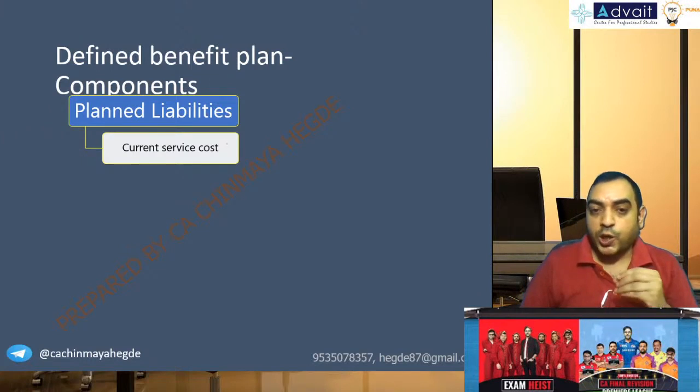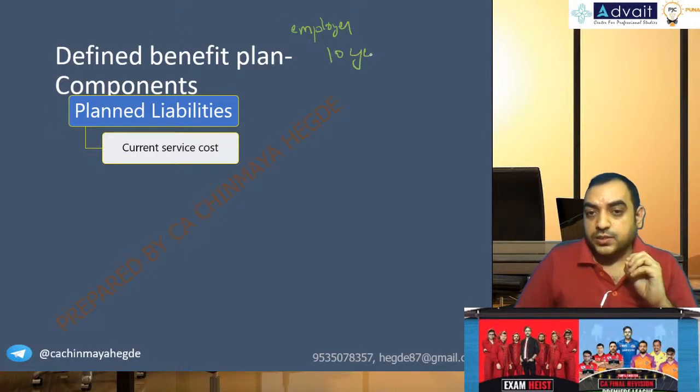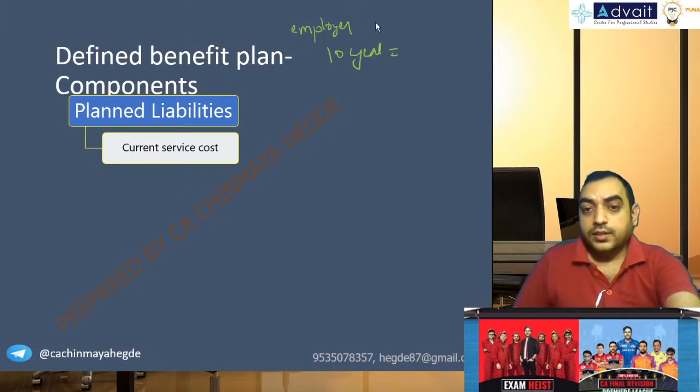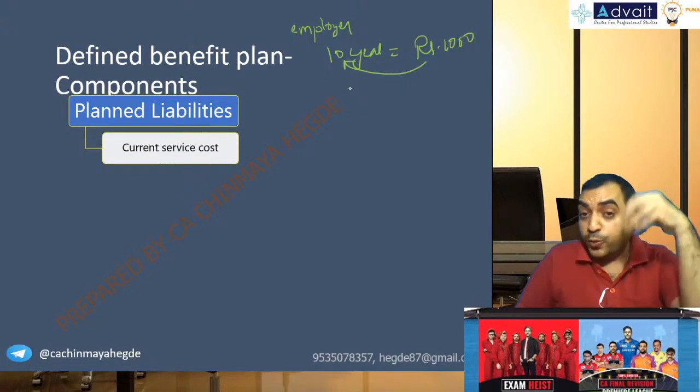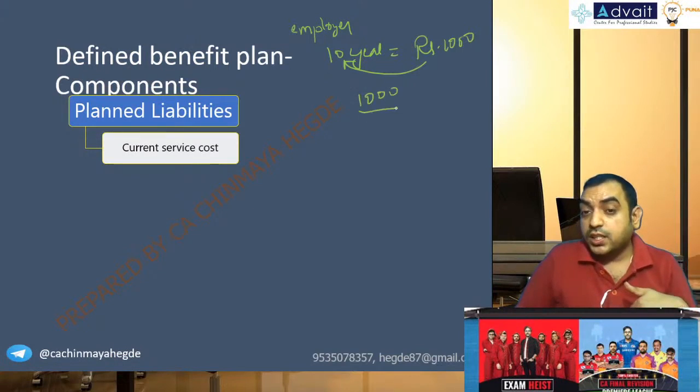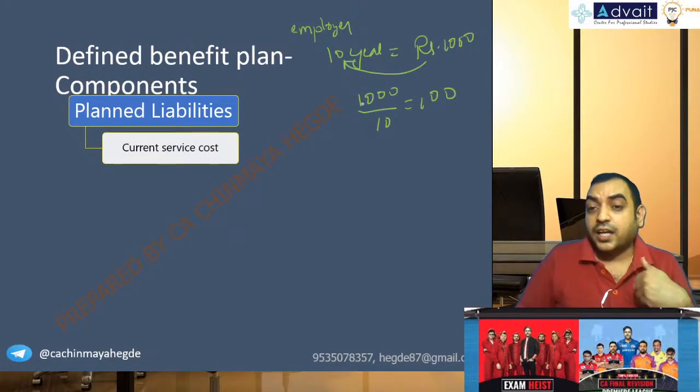Now current service cost means, suppose the employer says, if you work for 10 years, then you will get rupees 1000. But for how long? For 10 years. So what is attributable to every year of service? 1000 by 10, that is 100 rupees. That is current service cost.